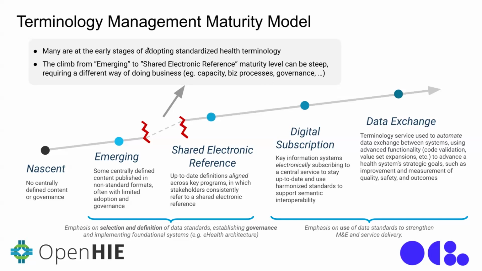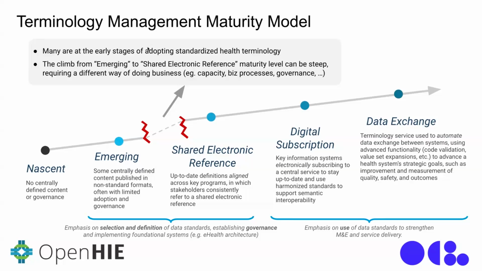So at the beginning here, we'd start with nascent, where there's no centrally defined content or governance. And then the next level is emerging, where there's some centrally defined content published usually in non-standard formats, and governance is just beginning to develop around this. That's where a lot of countries are that we're working with in a lot of our global health projects. And so what we're seeing is that this step then to the next level of a shared electronic reference can be quite a leap. And so what's that next level? The shared electronic reference would be where you have a central resource.